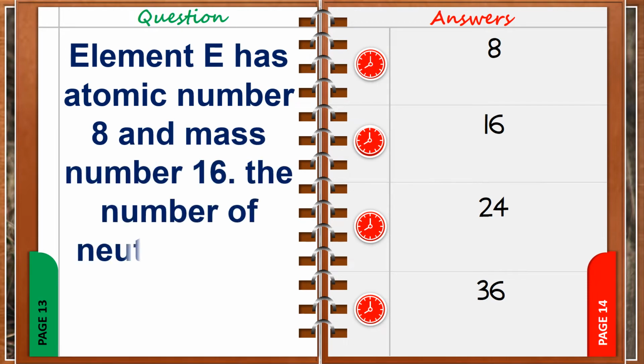Element E has atomic number 8 and mass number 16. The number of neutrons in E is... sulfate.